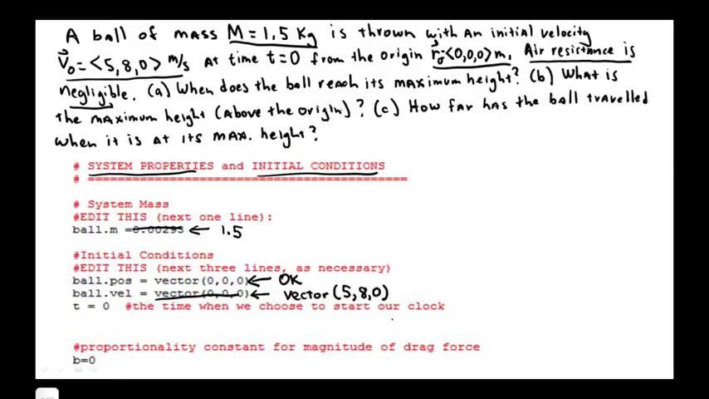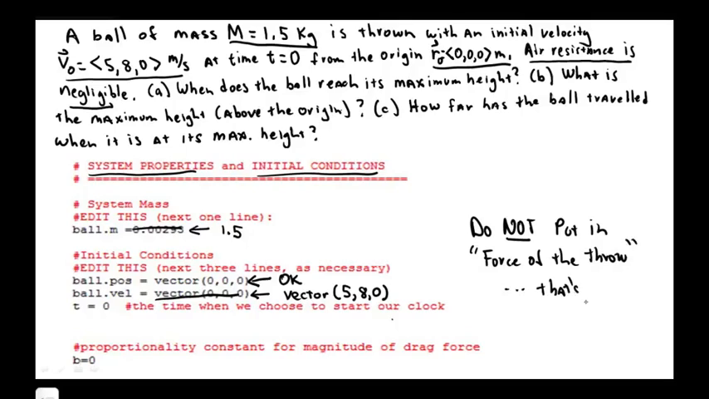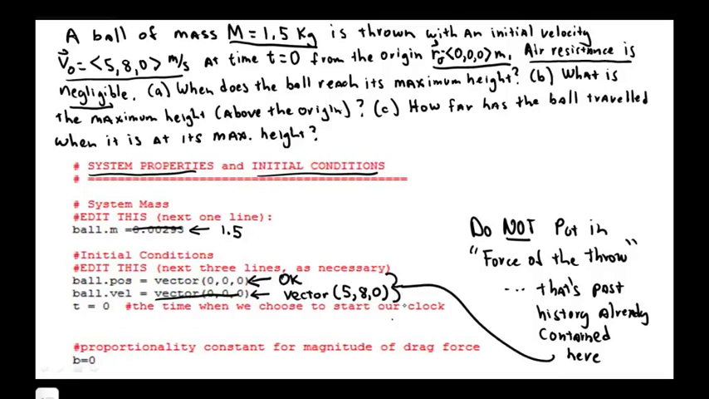Notice all the throwing that got the ball to the current position with this velocity happened before we start making predictions. So we don't need to put in the force of the throw or anything else that happened in the past to the object. The initial conditions take care of all that past history, all the way back to the Big Bang. From the moment t equals 0 onward, the ball is released, and the only interaction we have is the weight force, and we already have that in our model.